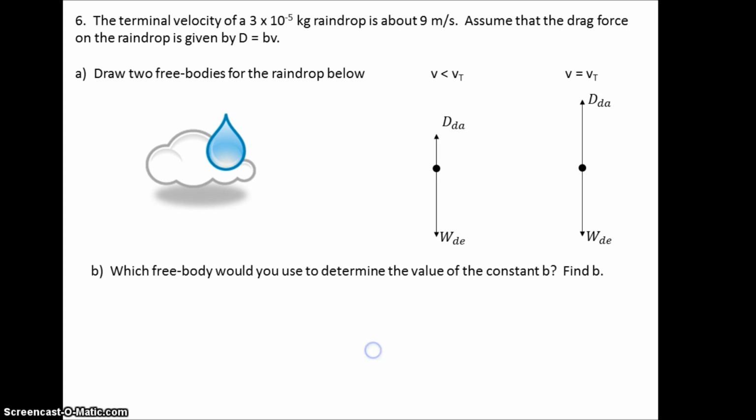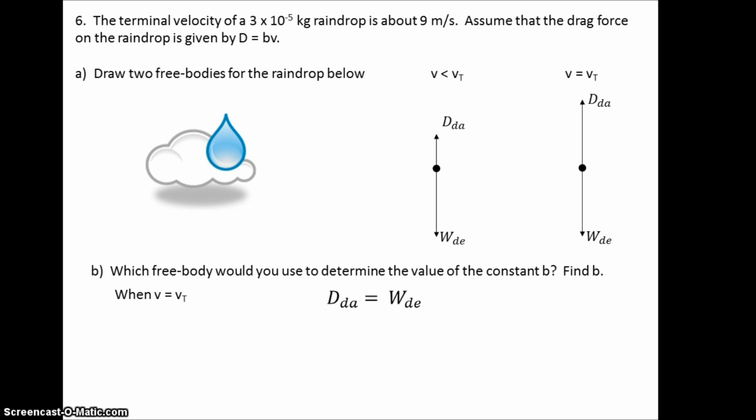Okay, number 6. The terminal velocity of a raindrop is about 9 meters per second, and the drag force is given by bv. Draw the two free bodies for the raindrop below. This is when it's less than the terminal speed and when it's equal to terminal speed. Which free body would you use to determine the value of the constant b? We'd use the one where v equals the terminal velocity.